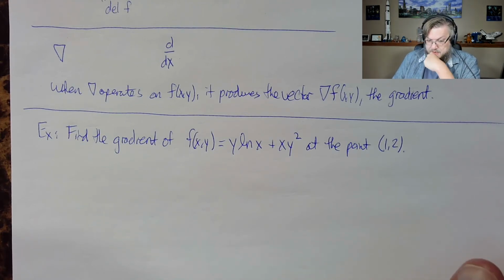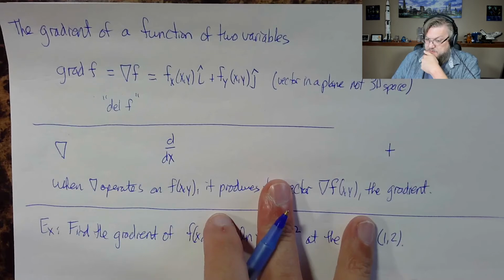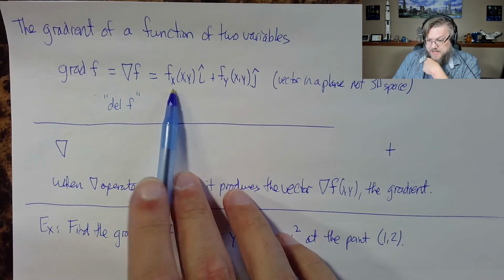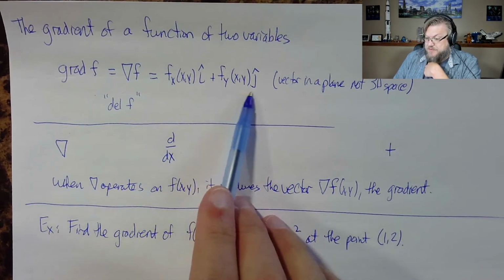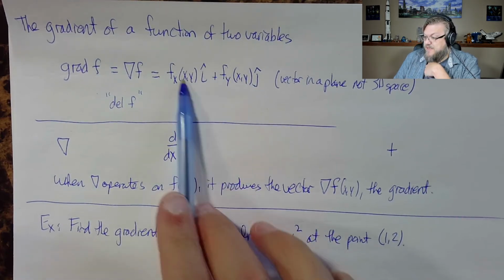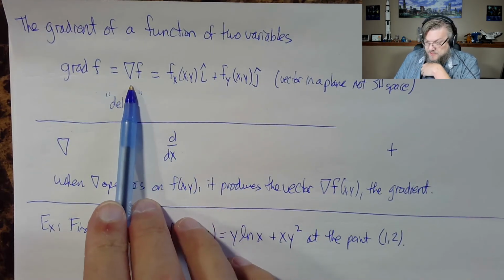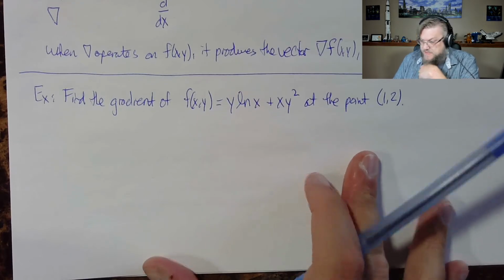Okay. So the gradient requires me to take partials of the surface, right? So I need fx and I need fy. Then I need to assemble them together in a vector, and that will be the gradient of f. Okay. So let's go ahead and do that.